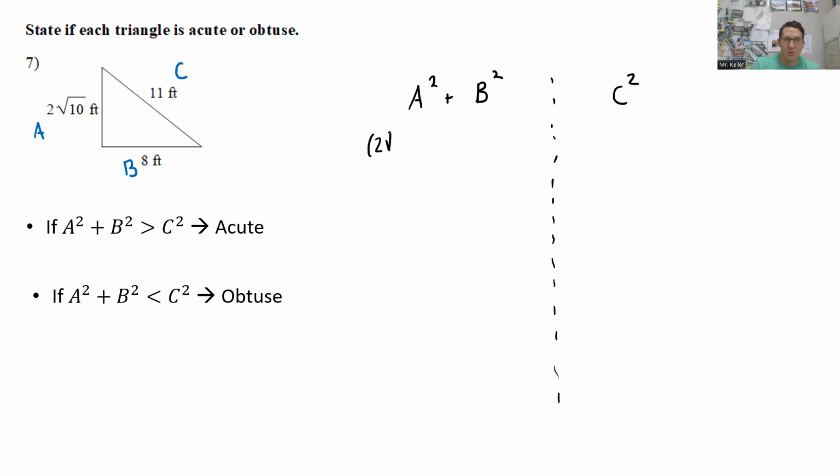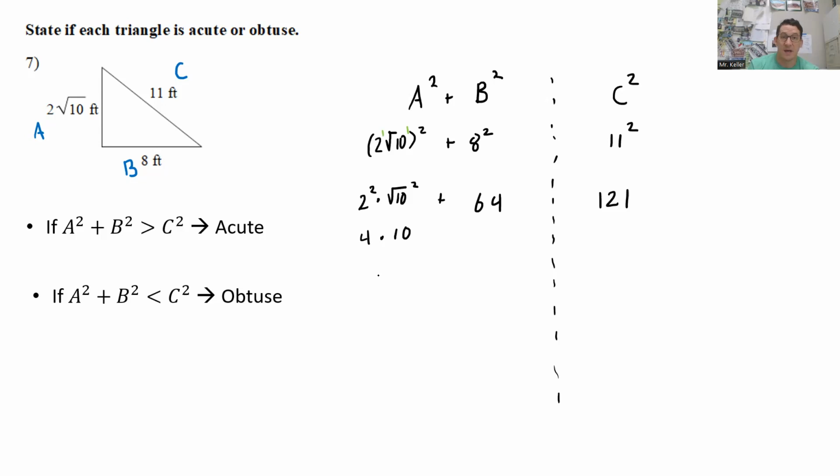A is 2 root 10 squared plus B, 8 squared, C, 11 squared. I'll do these easy ones first. 11 squared is 121. 8 squared is 64. So just like last time, you have to remember some invisible math here. The 2 has an exponent of 1. The square root of 10 has an exponent of 1. And using properties of exponents, each power gets multiplied by the 2 on the outside. So it's going to be 2 squared times square root of 10 squared. 2 squared is 4. Square root of 10 squared is 10.